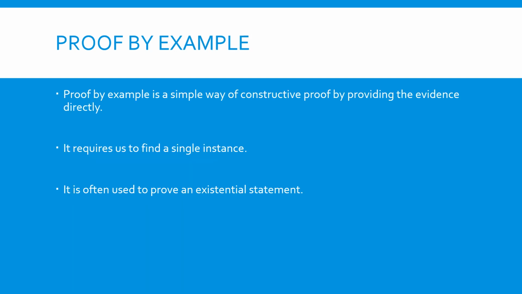The third proof technique is proof by example. This technique is useful when we are trying to prove an existential statement. In this case, we simply need to identify an element in the domain that can make the proposition true, and we can claim that the existential statement is true.